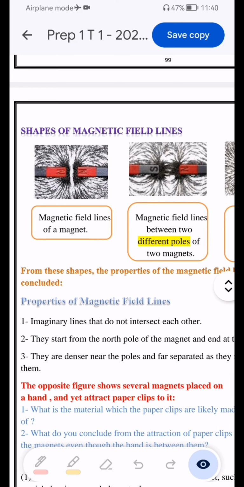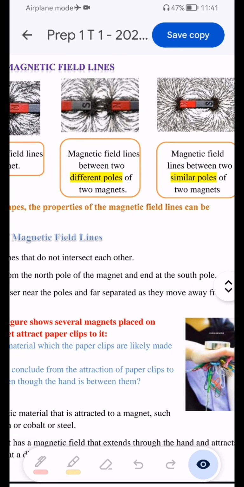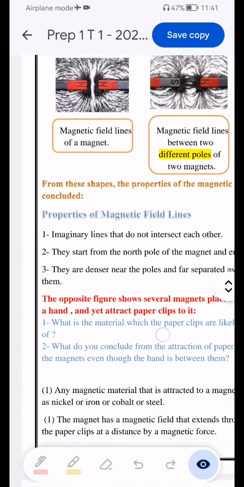Number two, they start from what? As we said, from the North Pole and end in the South Pole. Number three, they are denser near the poles. The lines are denser, or increase, at what? At the poles, and are far separated as they move away from the poles.